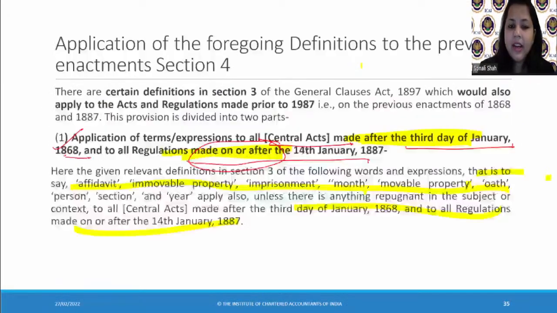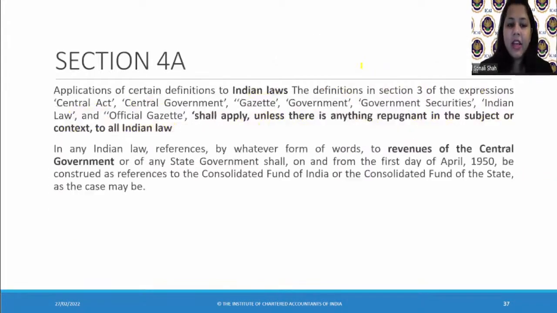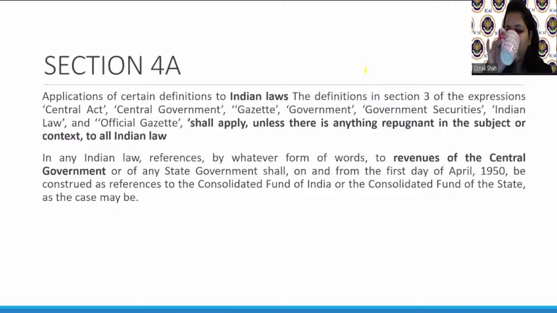Is section 4 clear? Section 4 talks about the application of the definitions that have been given in section 3 to previous enactments, that is, enactments that were prior to the General Clauses Act. So it basically talks about the retrospective applicability of certain definitions given in section 3. Any confusion with section 4? Guys, any confusion with section 4? It's an important section. 3, 4, these are all important sections.